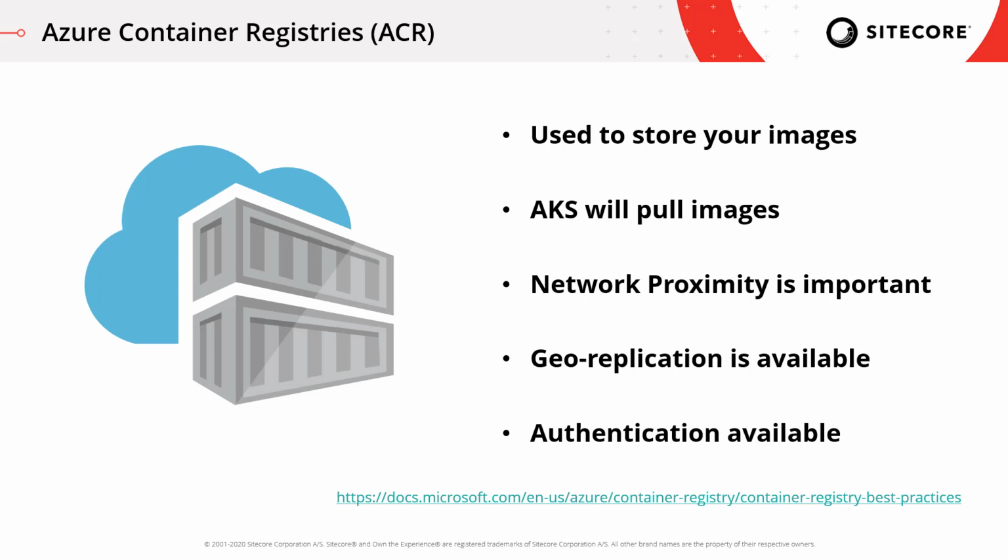Network proximity is super important. You want to set up your ACR instance in the same region as your orchestrator, and ideally close to your developers as well if possible. For larger sites, you can geo-distribute your ACR instance. If you need to have your application deployed to different regions, it's definitely a good thing to look into. Finally, you can choose whether or not you want your images to be publicly available by choosing whether you want to set up authentication on your ACR instance. You can see a link here with further best practices for ACR instances that Microsoft recommend following. Okay, so let's take a look at some of this in action.